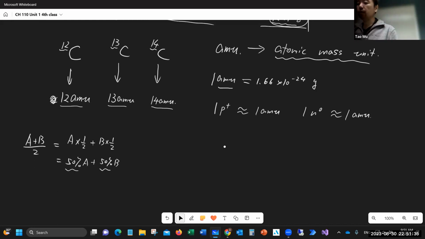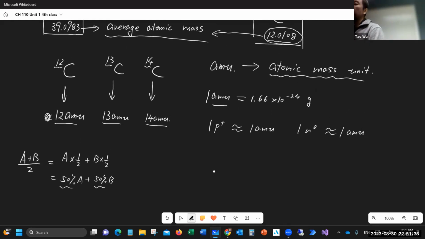Here, before we do the calculation, I need to emphasize: carbon 12 and carbon 13 are called stable isotopes, which means this isotope is not going to change. So once it's carbon 12, it will be carbon 12 forever.